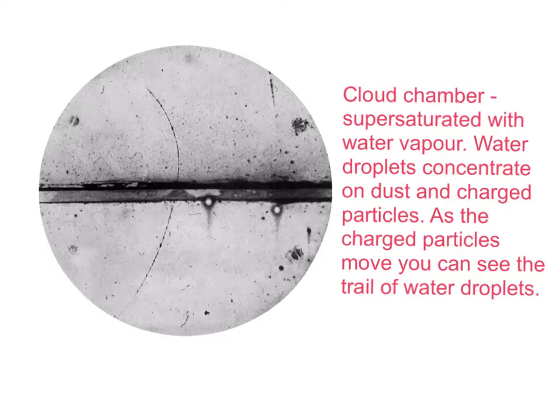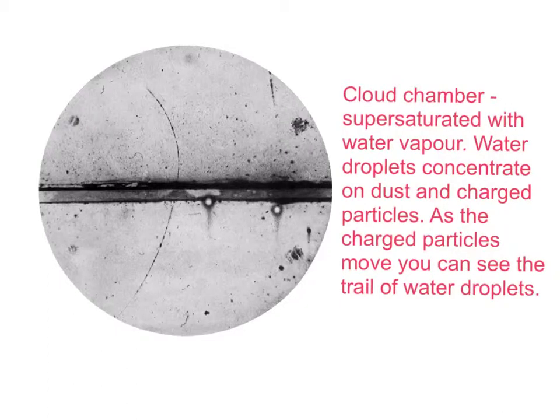This is the first evidence there was of positrons. This dark track that you can see in the middle was because a positron has passed through a cloud chamber. A cloud chamber is supersaturated with water vapour, and the water droplets concentrate on dust or charged particles. And as the charged particles move, you can see the trail of water droplets.